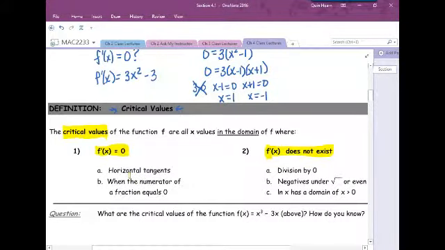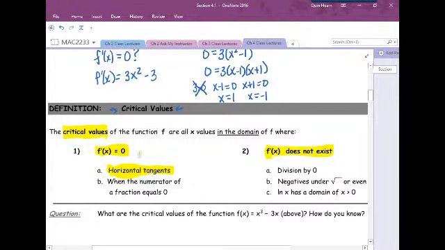Critical values of the function f are defined to be those x values in the domain of f. That's important because the x has to make sense when you plug it into f, or else it doesn't make sense to talk about its derivative there. Critical values are where the derivative is equal to 0 and where the derivative does not exist. And when the derivative is equal to 0, you often will have horizontal tangent lines.